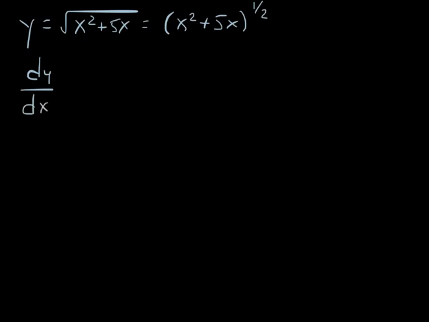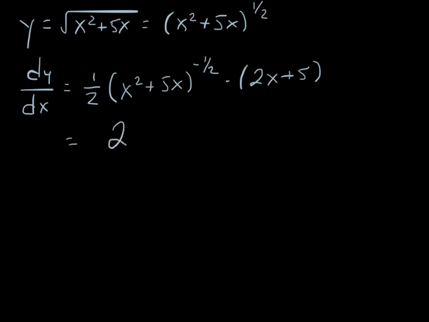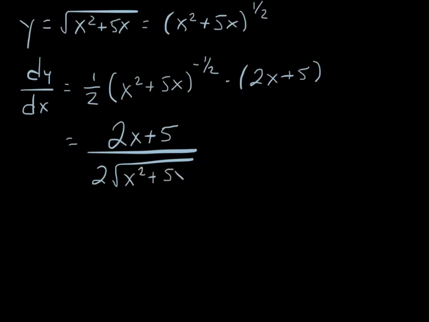And then our second example was the square root of x^2 + 5x, which again we'll use exponents for. So the derivative is going to be the derivative of the outside function with g(x) still inside, so we'll bring the 1/2 in front, (x^2 + 5x)^(-1/2), times the derivative of g(x), which is 2x + 5. So that's (2x + 5) over 2 radical x^2 + 5x.